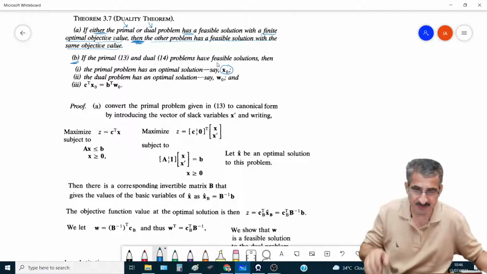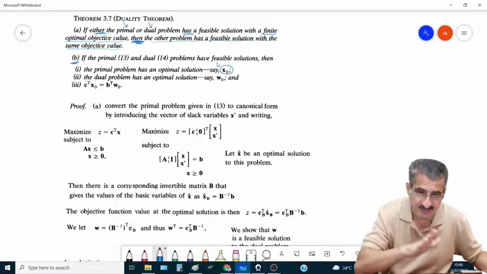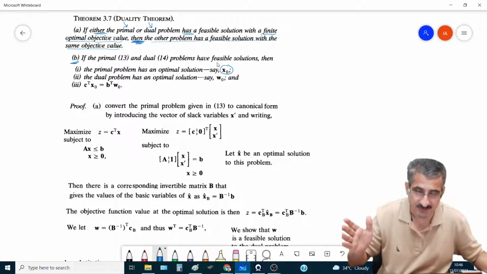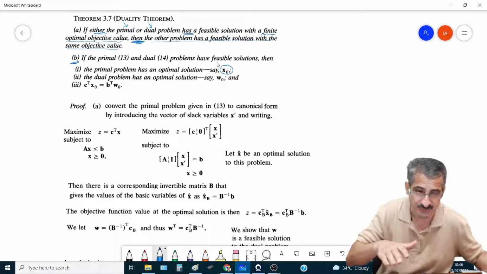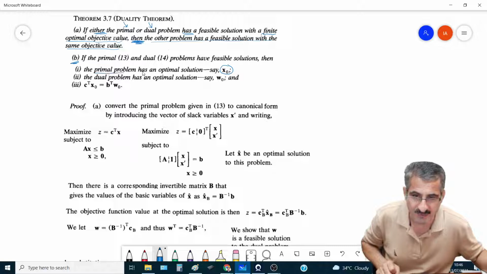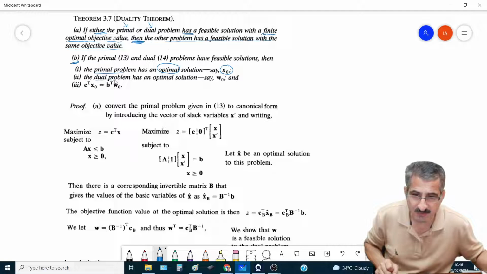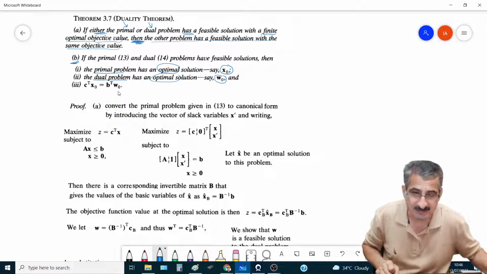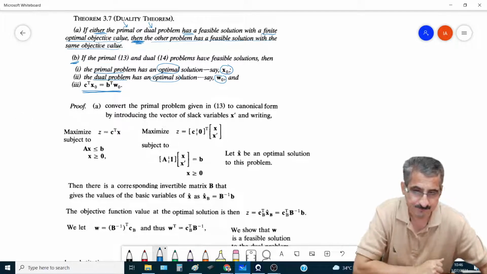Okay, so part B says if the primal and the dual have feasible solutions, we are saying feasible solution, we are not saying optimal now. But this part says if they have feasible solutions, then they have optimal solutions. Then the primal problem has an optimal solution, say at x naught, and the dual problem has an optimal solution also, say at w naught. And what? The values of the objective functions are equal. Okay, so let us prove this theorem.